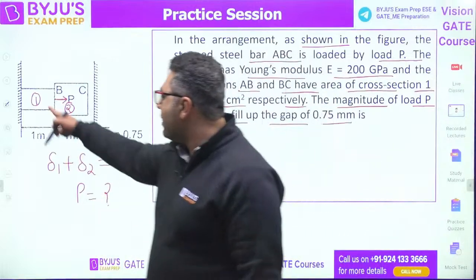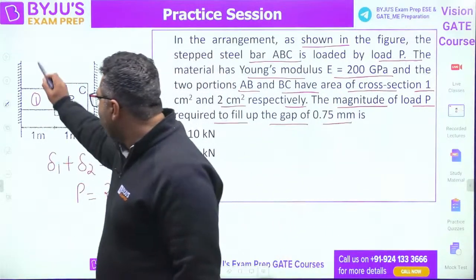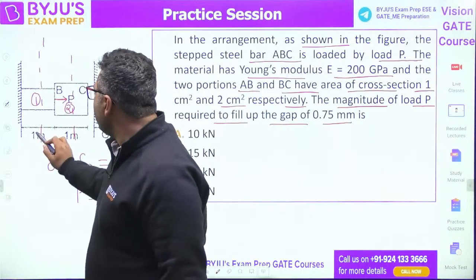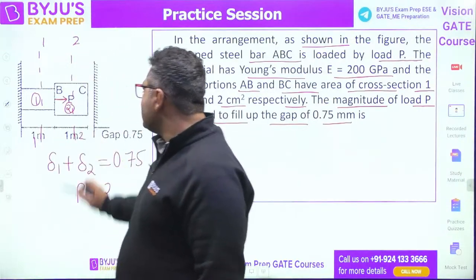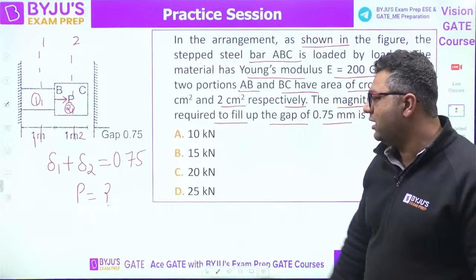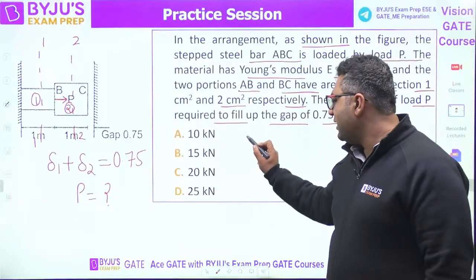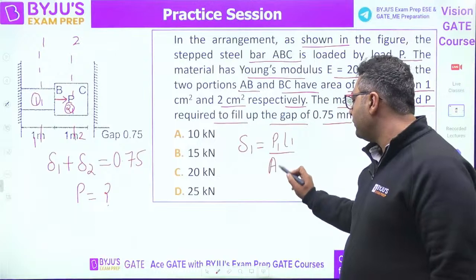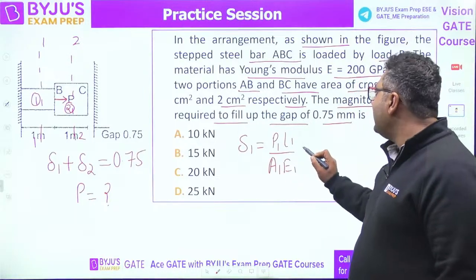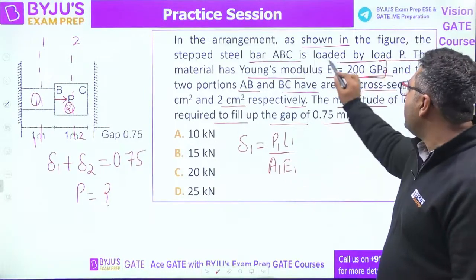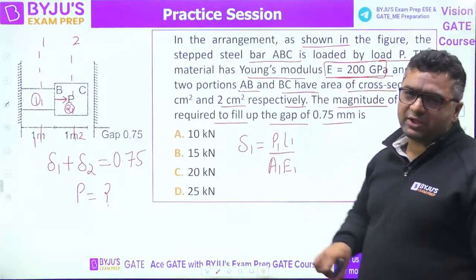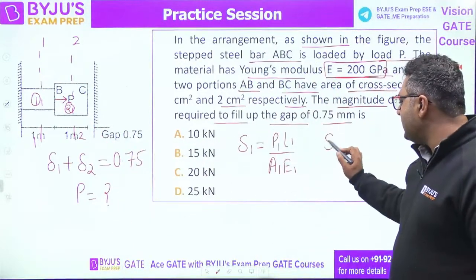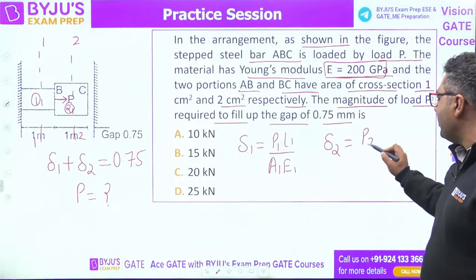You can see this is member 1, this is member 2. If you take a section here to apply the method of sections like this, then this is section 1, this is section 2. You know, it is the bars in series case. In series, deformations are directly adding up. So we can write delta 1 equals P1 L1 upon A1 E1. E is the same for everyone, area is given as 1 centimeter square and 2 centimeter square, length is given as 1 meter and 1 meter. Delta 2 will be P2 L2 upon A2 E2.